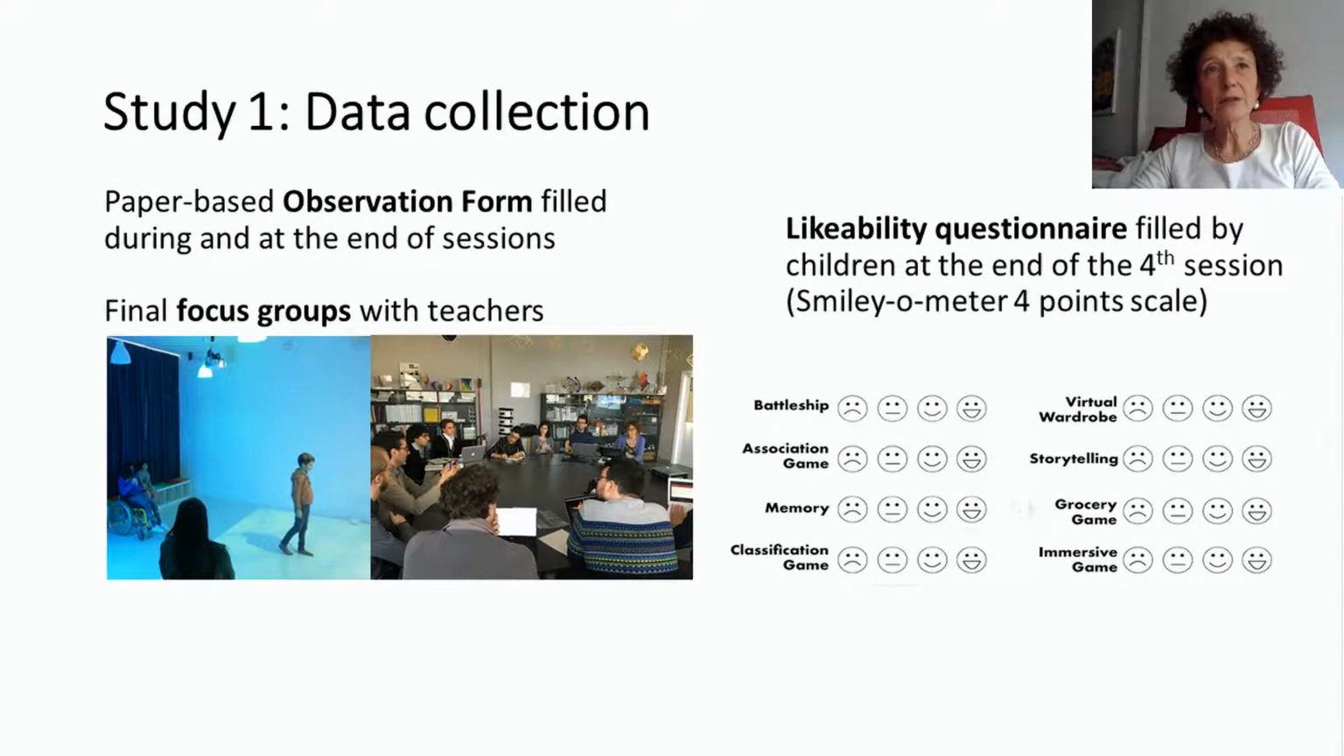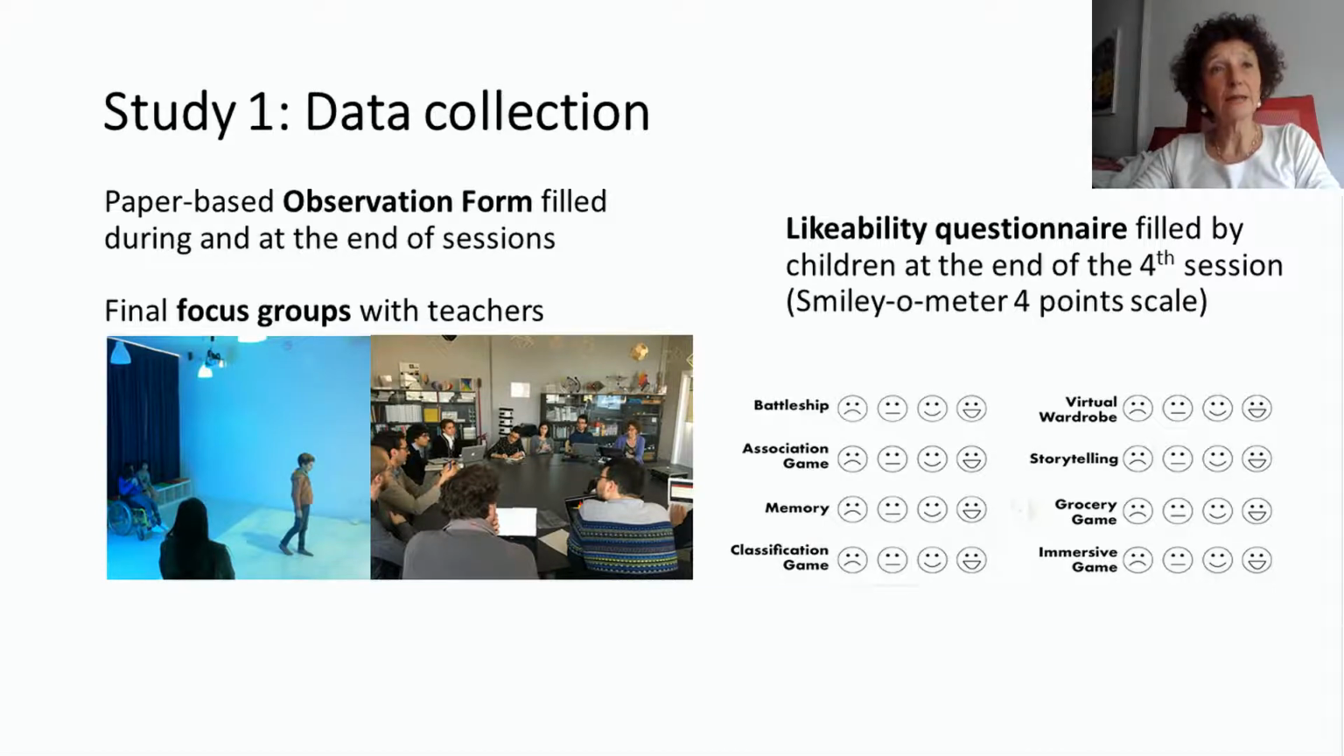For data collection, we involved 5 researchers from our team. They participated as observers during sessions and filled a structured paper-based observation form during and at the end of each session. They also managed the final focus group with teachers. In addition, children filled a likability questionnaire at the end of the 4th session. The questionnaire was designed according to a typical instrument used in empirical research among children, that is a smiley-o-meter on a 5-point scale.